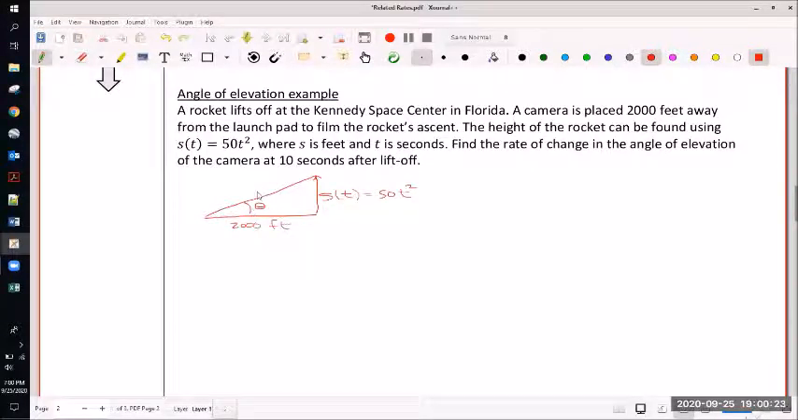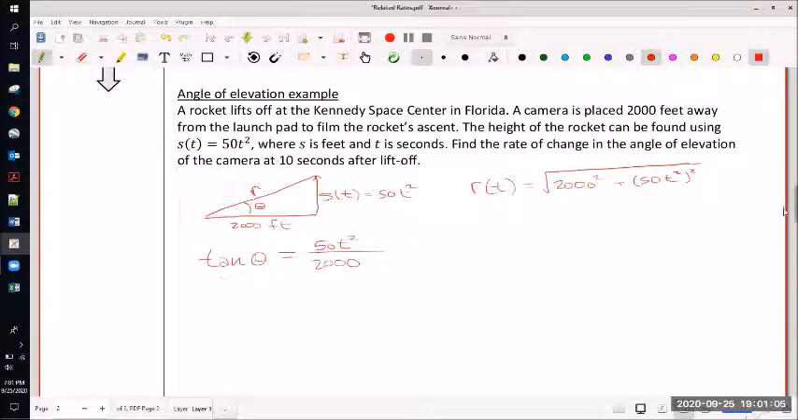So we can use the Pythagorean theorem to find this hypotenuse, just in case we might need that. R, which will be a function of t, is going to be the square root of 2,000 squared plus 50t squared squared. So we'll just keep that aside. We're looking for the rate of change of the angle of elevation. We have the opposite side and the adjacent side, so we'll use a tangent. The tangent of theta is equal to the opposite side, 50t squared, over the adjacent side, 2,000. And that's our controlling equation.